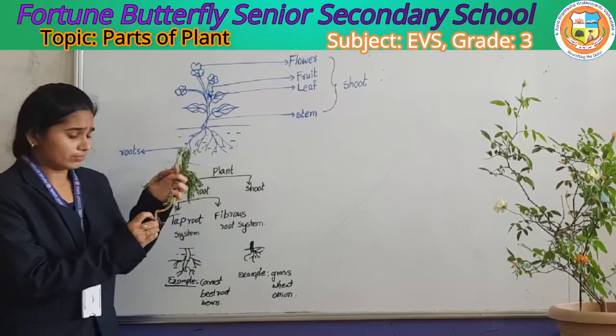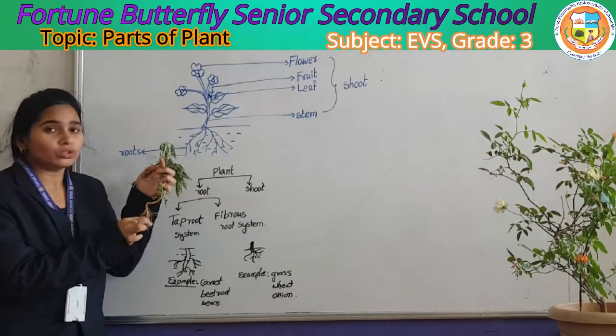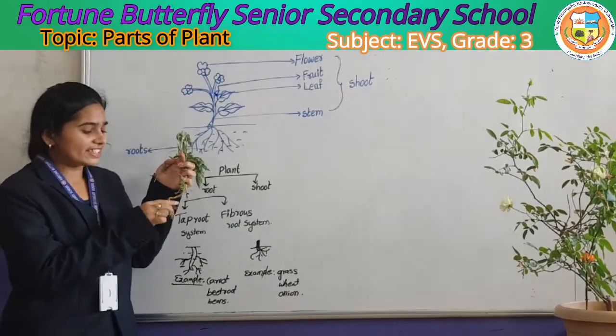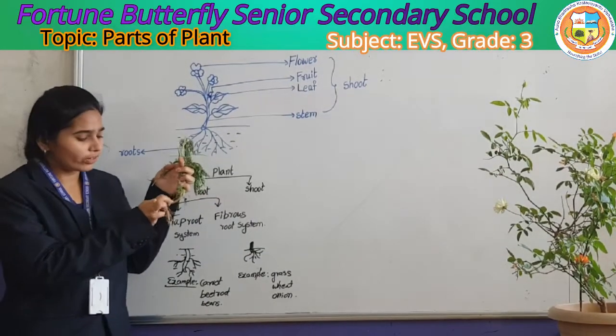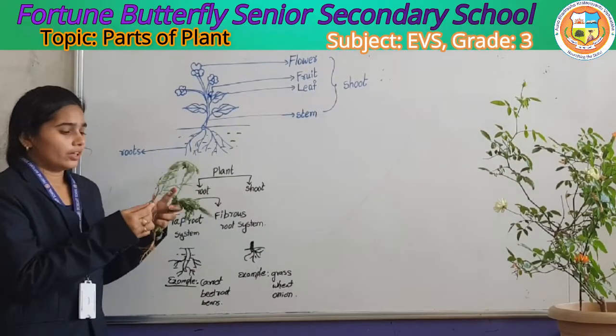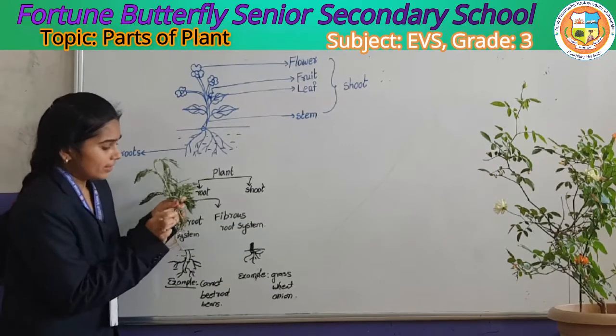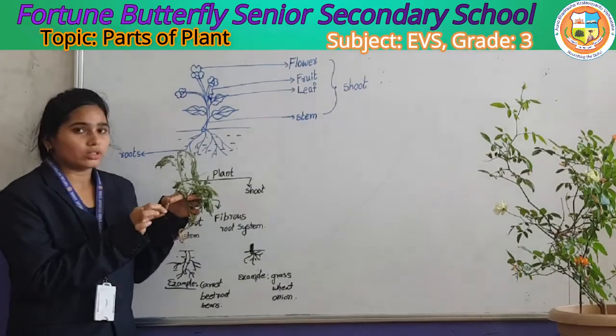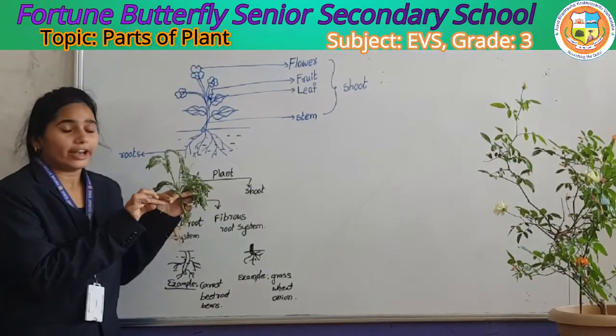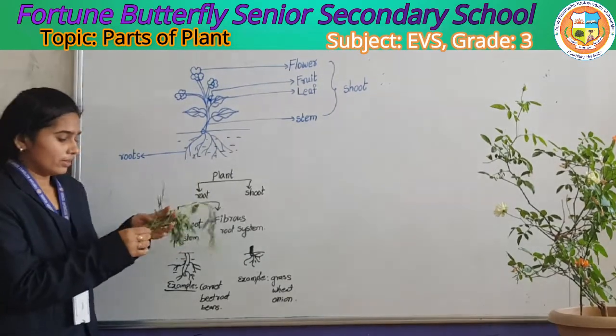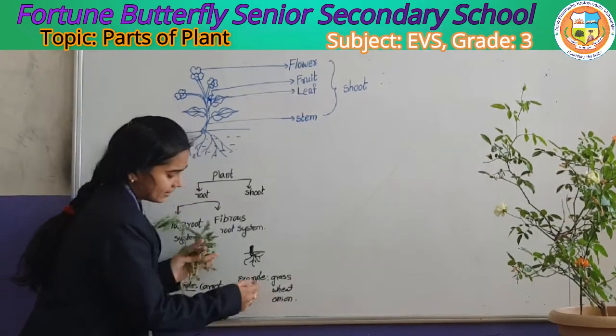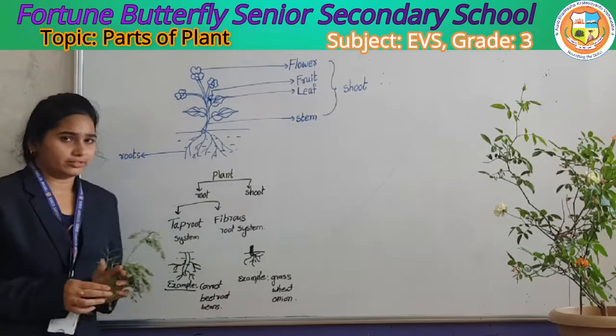Taproot system: the main root goes deep into the soil and several thinner side roots grow from the main root. Now fibrous root system: the tiny roots attached to the end of the stem. Examples: grass, beet and onion.